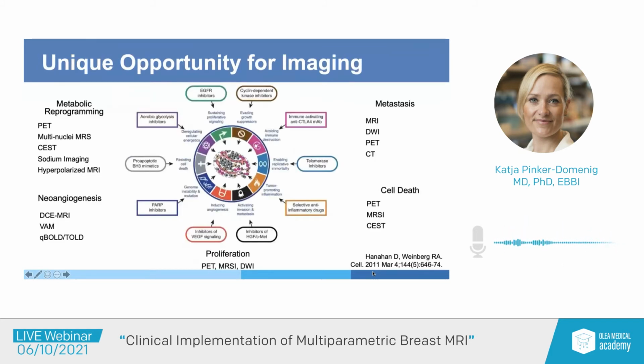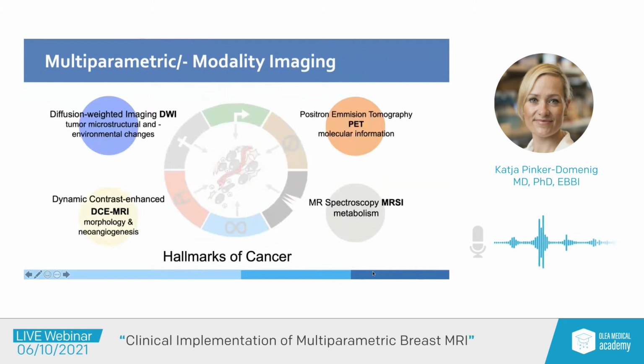And that, I think, is a unique opportunity for us imagers to provide more. When you think about the hallmarks of cancer that have been identified, there are several processes that cancers do in their development, which is not only neoangiogenesis, which we visualize with DCE MRI. There are other capacities of cancers which we can capture with imaging. And this sparked the concept of multiparametric and even multimodality imaging. I think these are the main four things we can do in clinical routine, beyond the study setting.